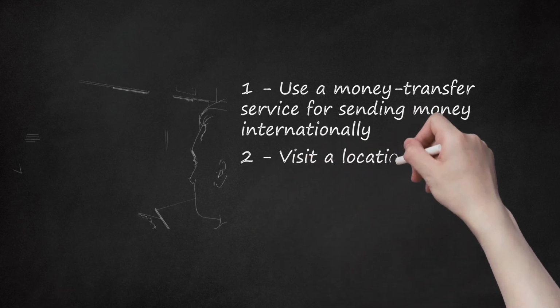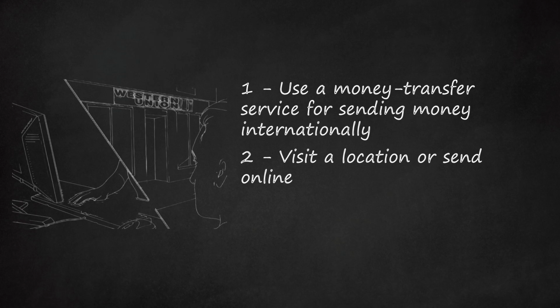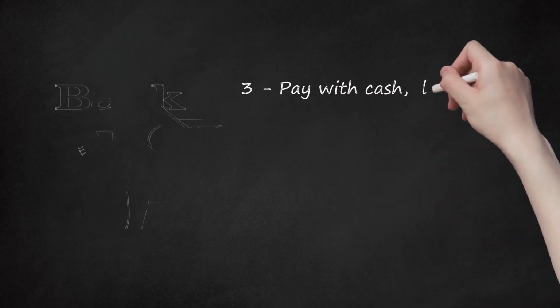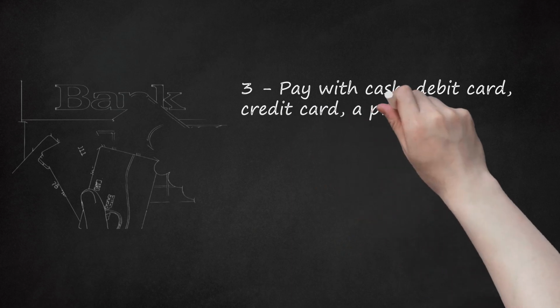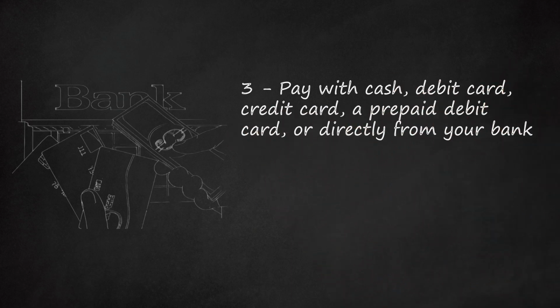2. Visit a location or send online. Both Western Union and MoneyGram let you transfer money online, on your mobile device, at an agent location, or over the phone. 3. Pay with cash, debit card, credit card, a prepaid debit card, or directly from your bank. Many of the larger companies let you choose how you want to pay.